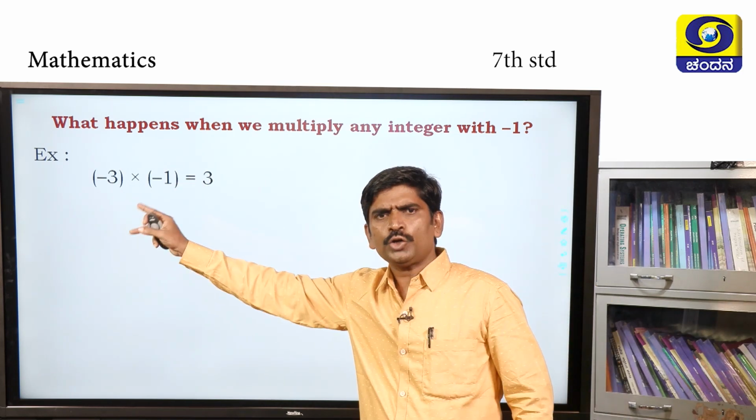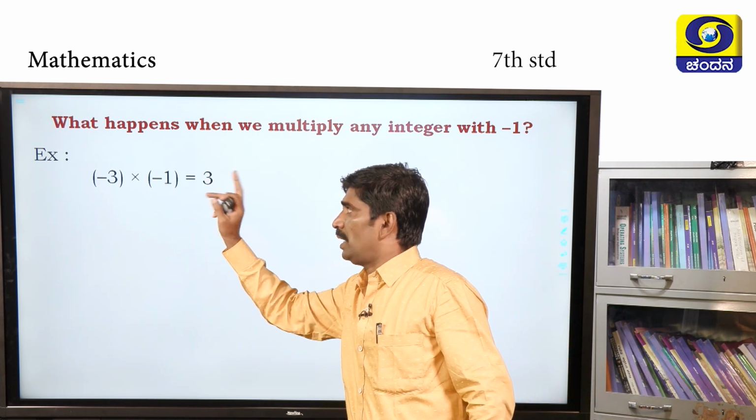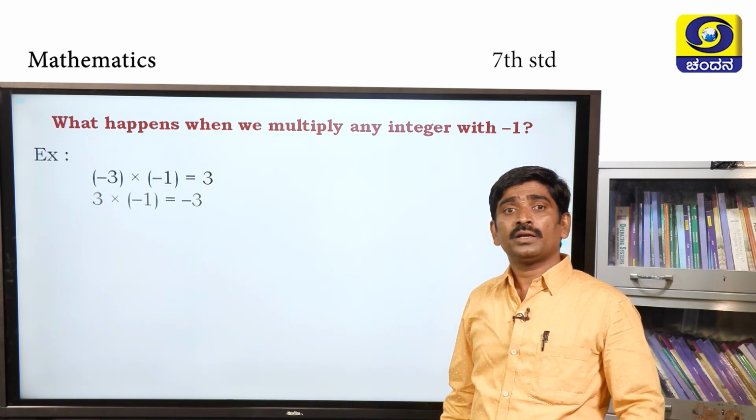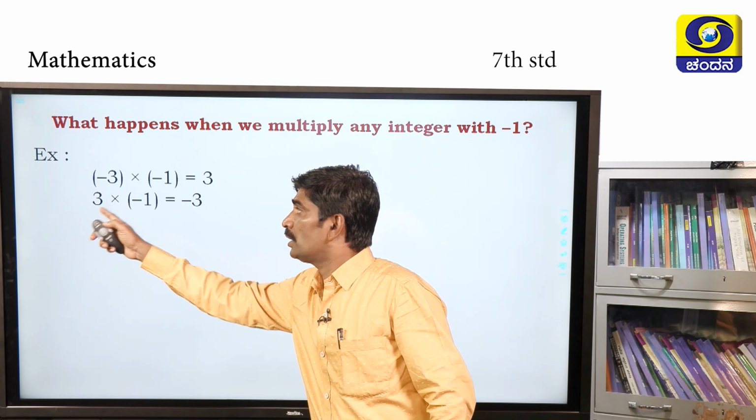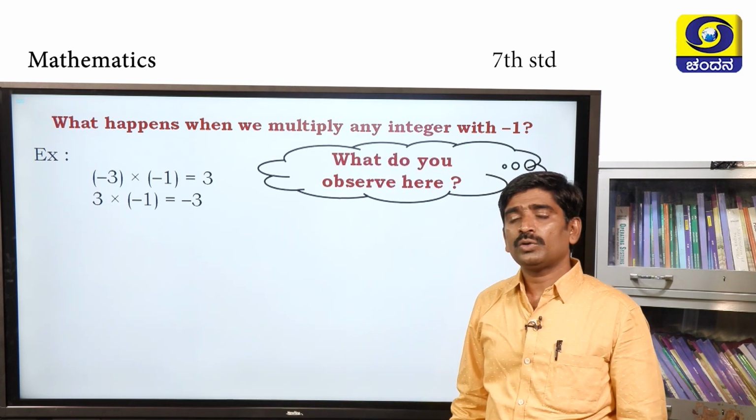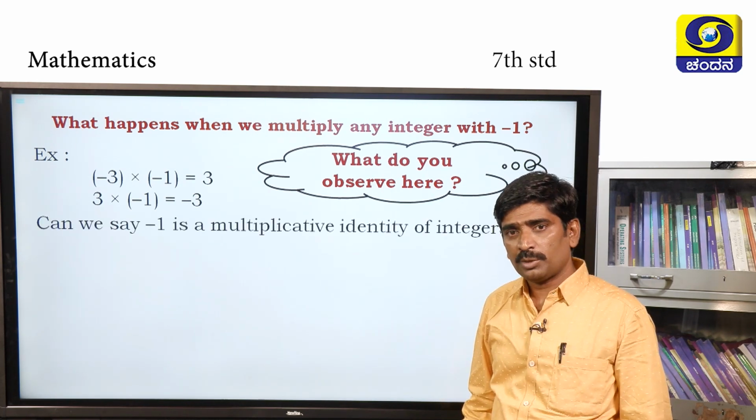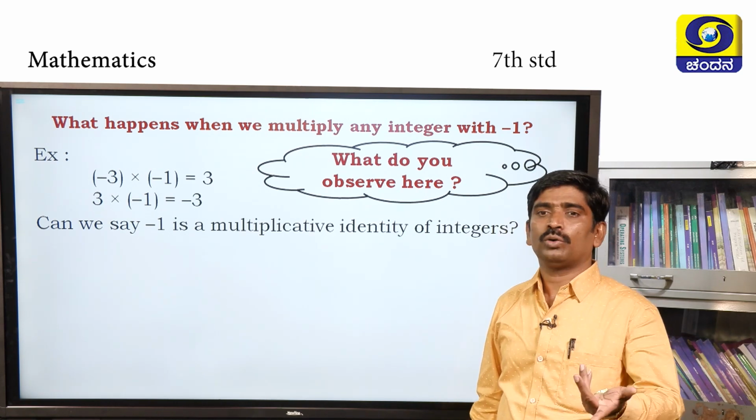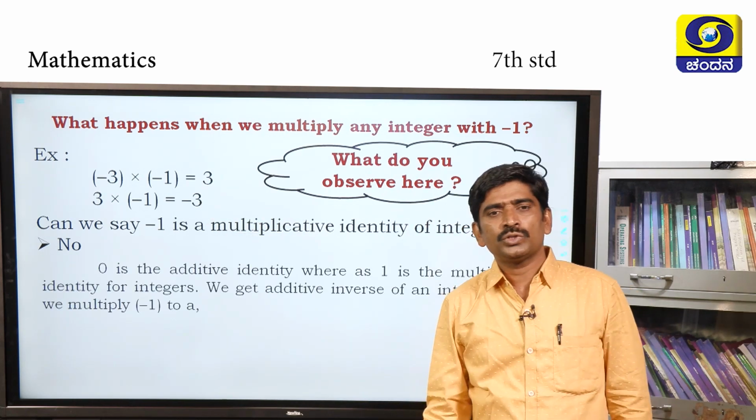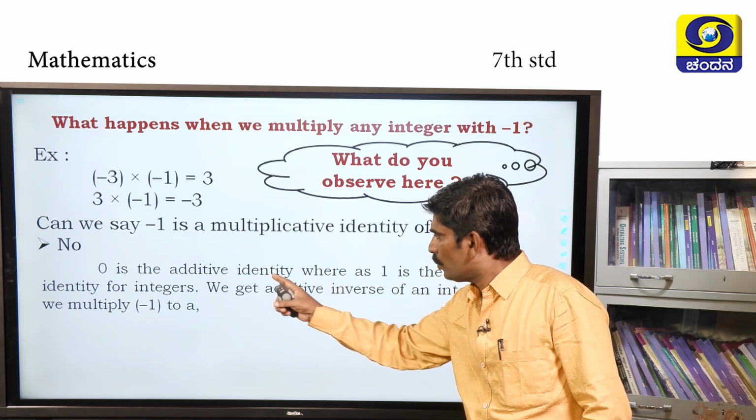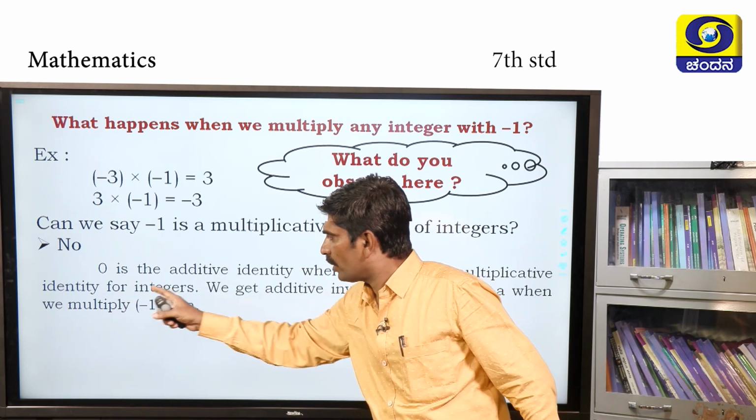Minus 3 into minus 1, how much? Plus 3, because minus into minus is plus, and 3 ones are 3. 3 into minus 1: plus into minus is minus, so minus 3. What do you observe here? Are both equal? No. Can we say minus 1 is a multiplicative identity of integers? No, because they are not equal. 0 is the additive identity, whereas 1 is the multiplicative identity for integers.